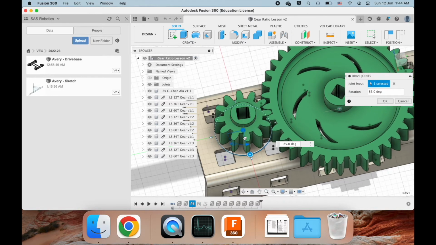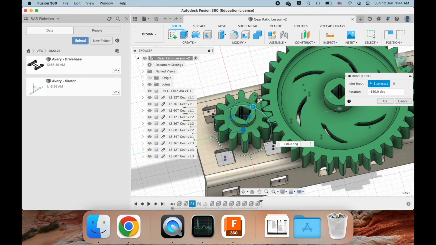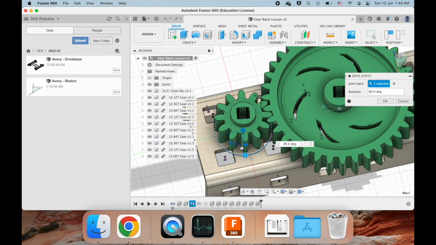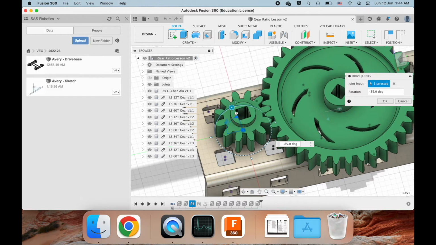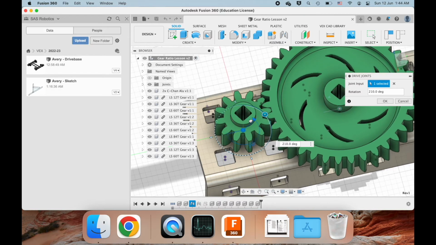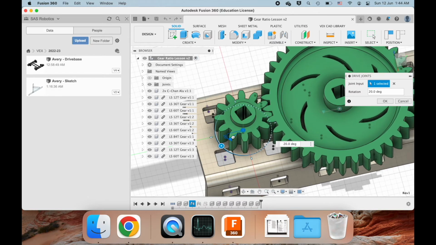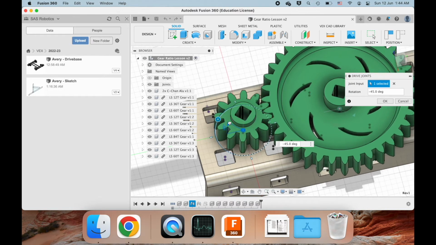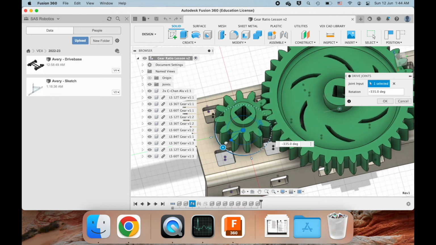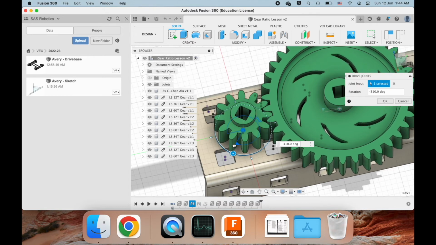And so we can see that this gear on the left, once it's made one rotation, the gear on the right has not made a whole rotation. It's going slower because it's a lot bigger, right? And this creates a variable speed. So you can change the speed output.